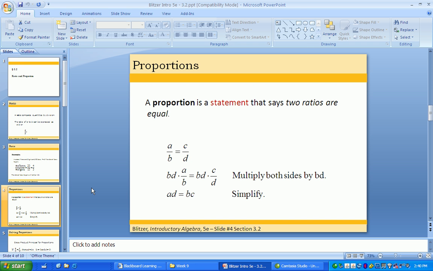Now, a proportion is a statement that says two ratios are equal. So a proportion is saying the fraction on the left is equal to the fraction on the right. One way we can simplify this is by getting rid of the fraction on both sides, meaning cross multiplication. And here we get AD, which is the cross product of A and D, is equal to the cross product of B and C. So this down here is identical to saying this up here on top.